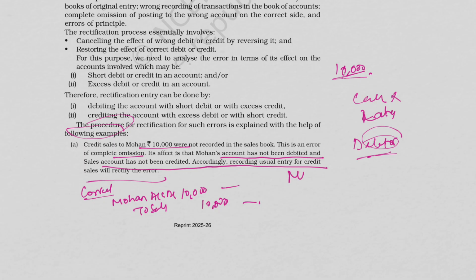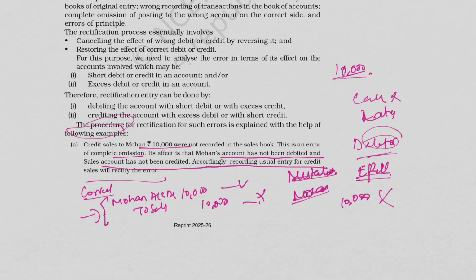Now, what mistake happened here? The transaction was not recorded in the sales book. So this means that the accountant completely forgot to record this transaction. Nothing was entered in the book. Therefore the Mohan account was not debited and sales account was not credited. So this is an error of complete omission. What is the effect of this error? Because the transaction was not recorded, Mohan's account should have increased by rupees 10,000, but it did not increase. So both the accounts were wrong.